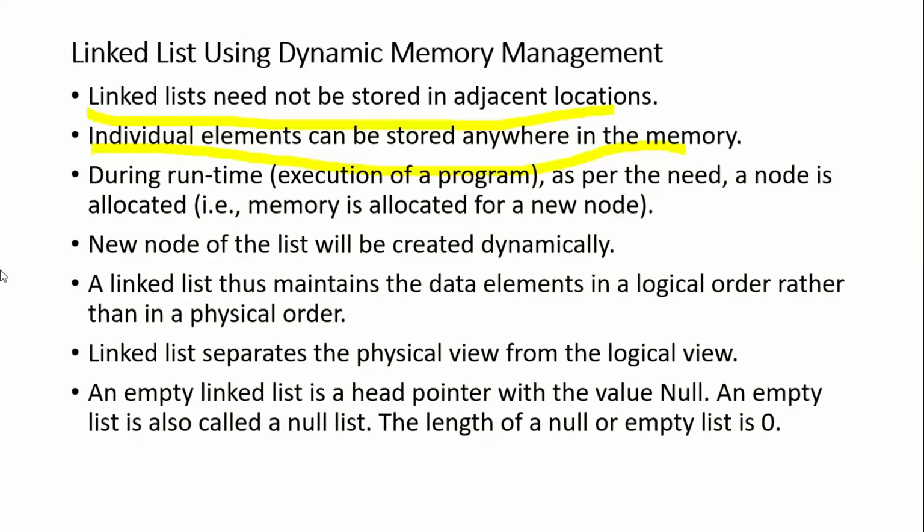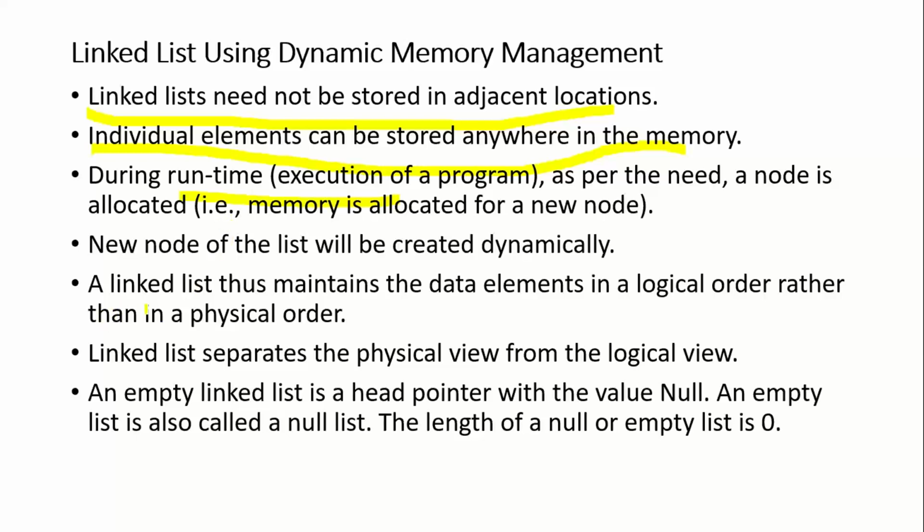So what is actually dynamic memory management? See, during runtime, that is the execution of the program, as per the need, a node is allocated. That is, memory is allocated for a new node. That is what is dynamic memory allocation. A new node of the list will be created dynamically, in the sense as and when needed, during the execution of the program, as per the requirement of the program. A node is allocated, in the sense memory is allocated to that particular node.